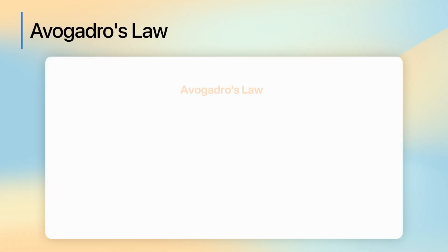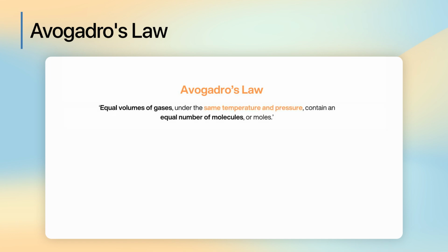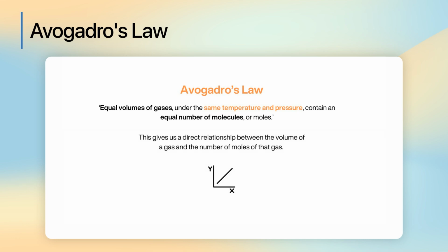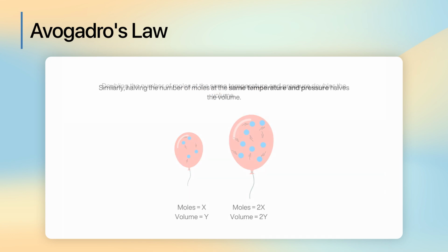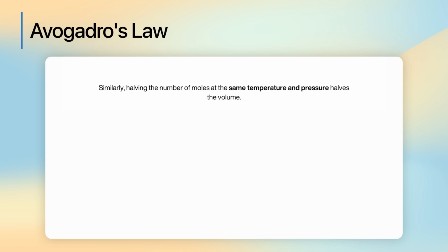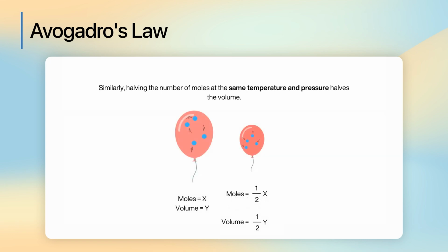Let us start by recapping Avogadro's law and seeing how we can use it to solve problems involving gas volumes. Firstly, Avogadro's law states that equal volumes of gases at the same temperature and pressure contain equal numbers of molecules or moles. This law gives us a direct relationship between the volume of a gas and the number of moles of that gas. Doubling the number of moles at the same temperature and pressure doubles the volume. Similarly, halving the number of moles at the same temperature and pressure halves the volume.